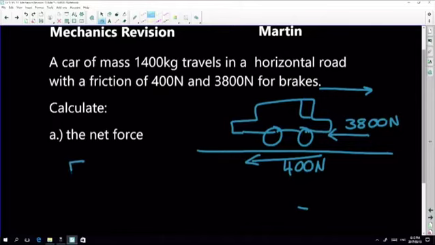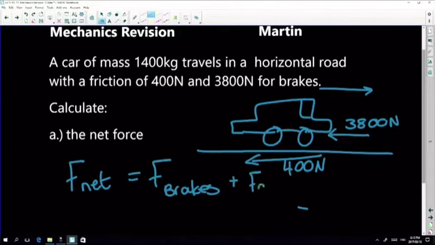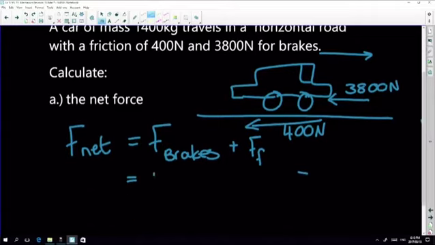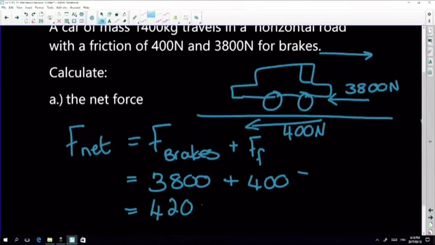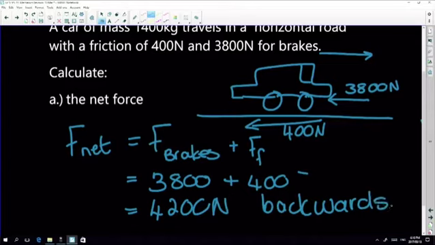That's a good thing. So for your net force here, my net force is actually going to be the force of the brakes plus the force of friction. So in fact, my net force here is going to be 3,800 plus the 400, which gives me 4,200 newtons. But remember, it's got to be a net force, so it's got to be backwards. That's really important here.